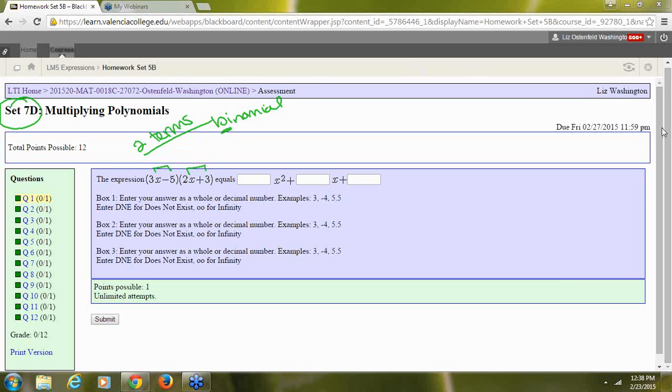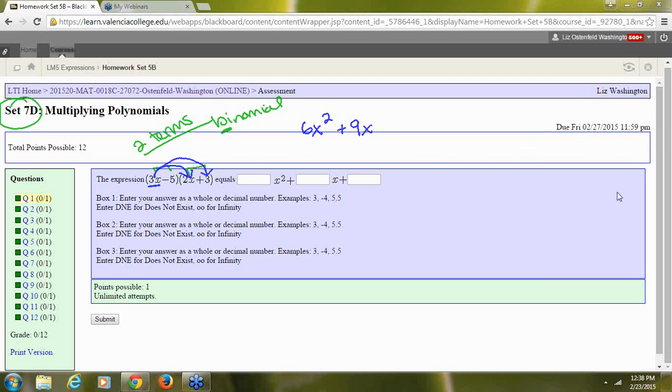So what we're going to use is a method called FOIL. I honestly don't like to refer to that method. I actually just like to use arrows to indicate that each term has been multiplied to both terms. So for instance, 3x gets multiplied by 2x, and you get 6x squared. And then you make sure 3x also gets multiplied by the 3, which gives me a plus 9x. So what we've done here is we've taken the first term in this first set of parentheses, and we've made sure that it got multiplied by both terms in the second set.